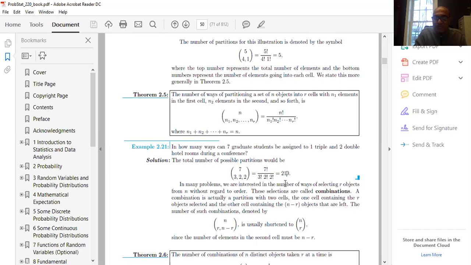So in many problems, we are interested in the number of ways of selecting R objects from N without regard to order. See, order is not important, right? In all previous cases, order was important. Here now, order is not important. That is the major difference between permutation and combination. In permutation, order must be maintained. Order is important. In combination, order is not important. It can be in any order.